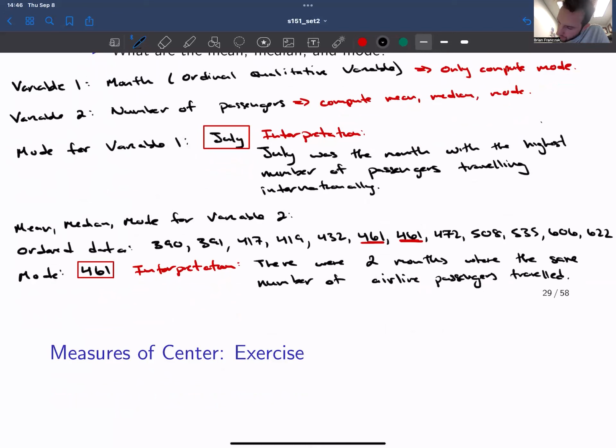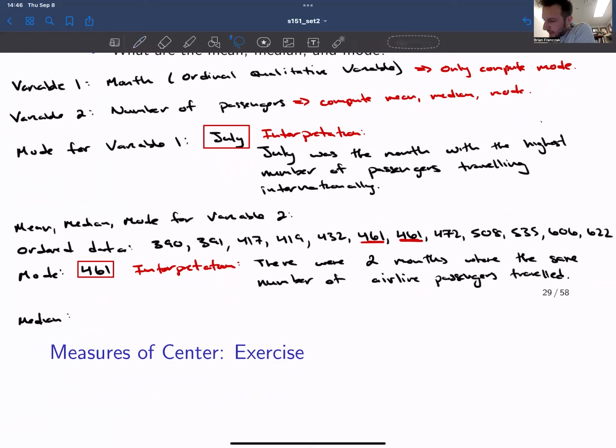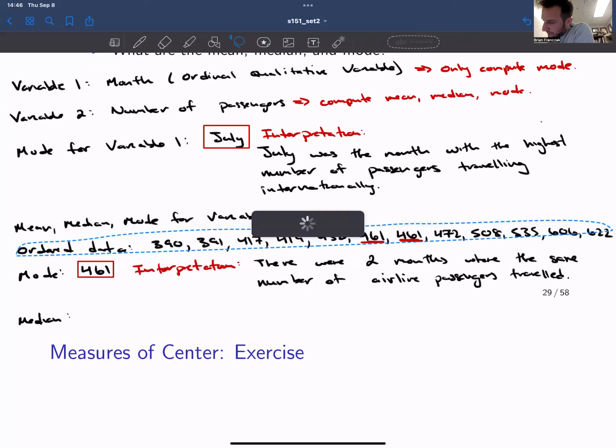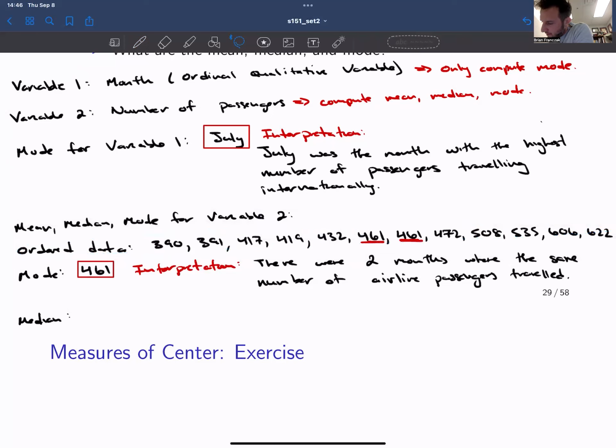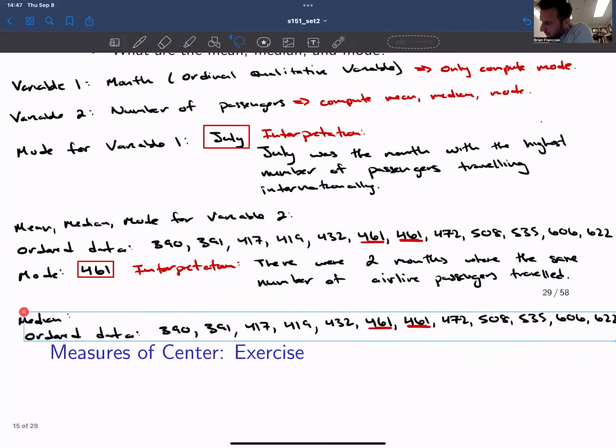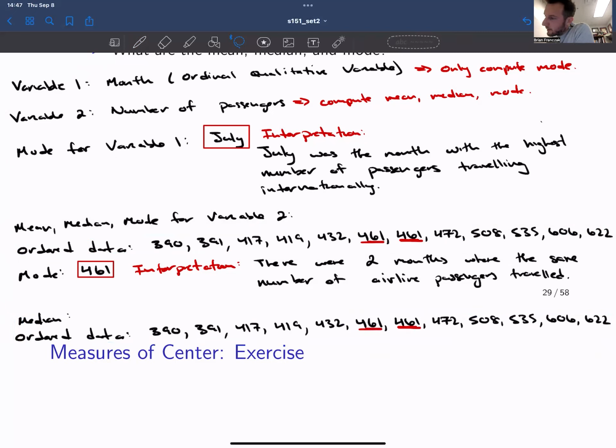Okay, now the next thing we can do is compute the median. So in the case of the median, we have 12 values, right? So starting with 390, working all the way up to 622, that gives us 12 different values. So if we wanted to, we could take our ordered data here, pull it down here, and label these from 1 to 12 just for clarification.